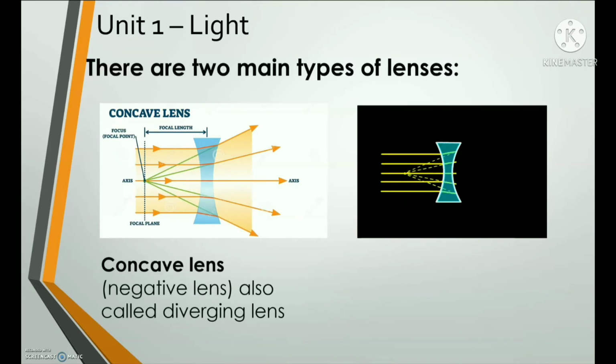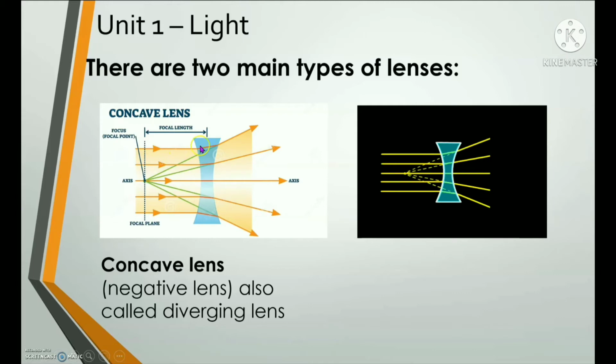The next one is a concave lens. Everybody repeat after me. Concave lens. Very good. So it is a negative lens, also called diverging lens. Everybody repeat after me. Diverging lens. Very good. So let's see the picture here. Yes, we can see in this picture, the light rays are in parallel lines.